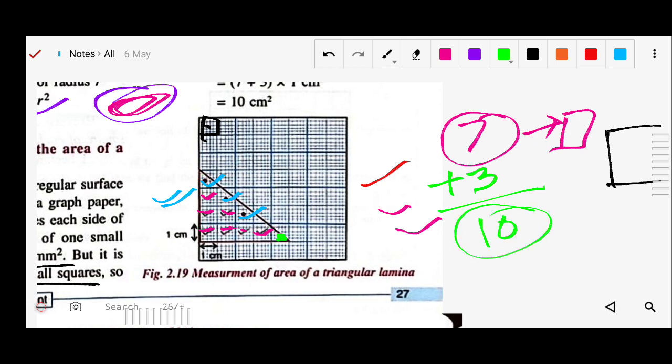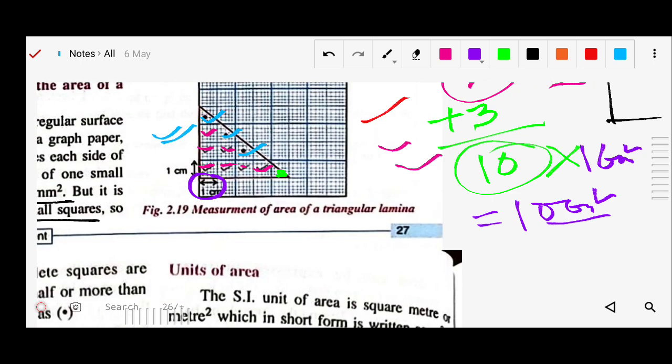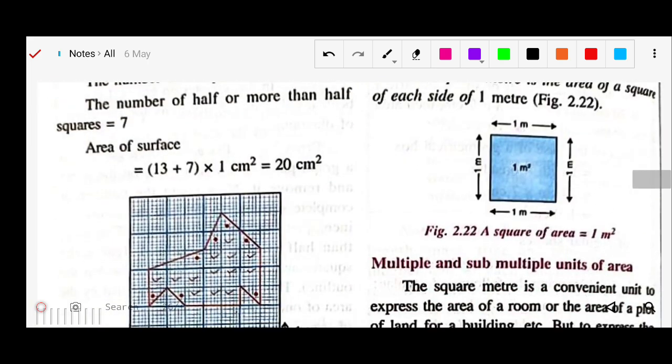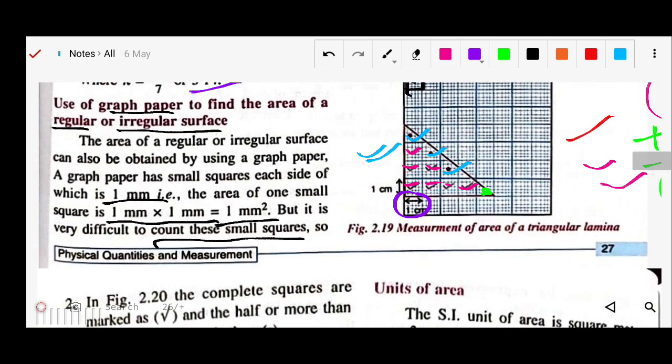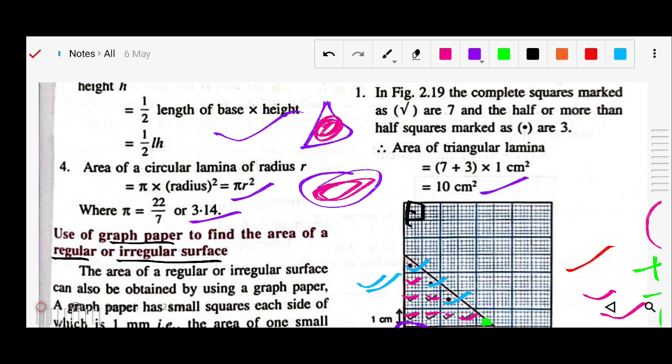So this 10 will be multiplied by the area of one box, which is 1 centimeter square. So this will give you 10 centimeter square. Its answer is 10 centimeter square. As you can see here, the solution is over here, this is 10 centimeter square, right? So now some more examples.